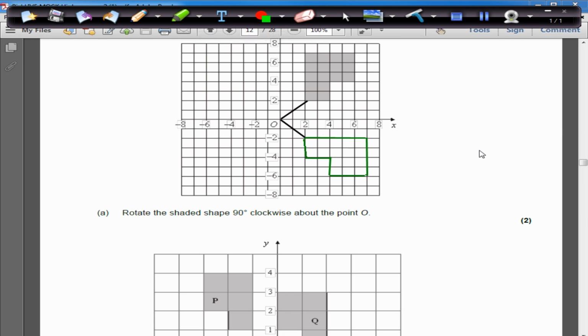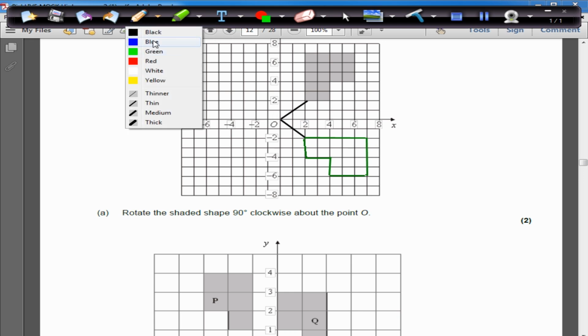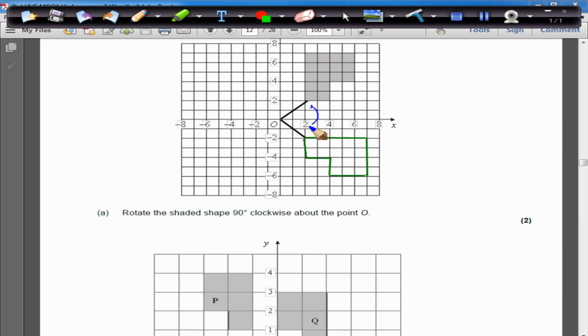Okay, lovely. Now the next question, actually I'll have to delete this one. Has everybody got that new position? Remember, it's moving clockwise. Clockwise is which direction? It is this way. 90 degrees. Okay. Are we happy with that? Yeah, you got that? Okay, lovely.